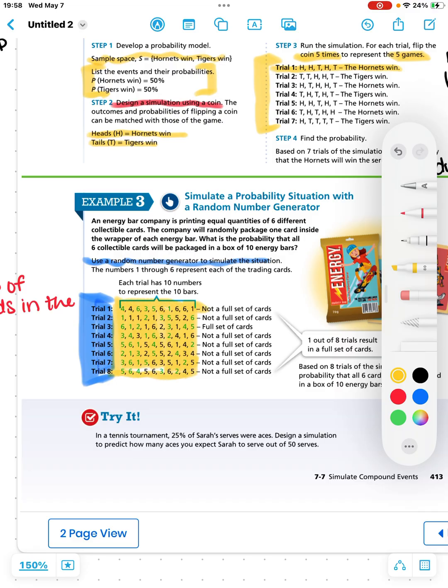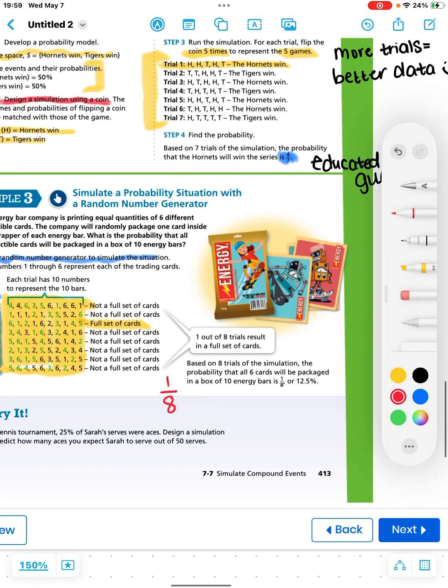If we notice here, the full set of cards only comes out a single time. That is a 1 out of 8. That is really not a great probability. You only have a 12.5% if looking at this data set. Say if you did 20 times and it only came up twice. Well, that is 1 out of 10, and that's not really good either.